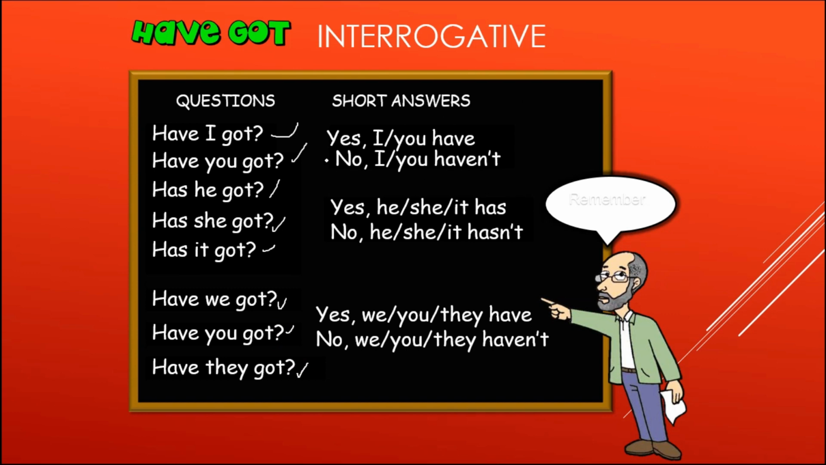Short answer. Yeah, I have. No, I haven't. Or no, you haven't. Yes, he, she, it has. No, he, she, it hasn't. Yes, we, you, they have. No, we, you, they haven't. So that is the interrogative.